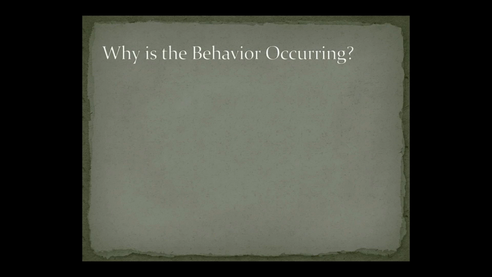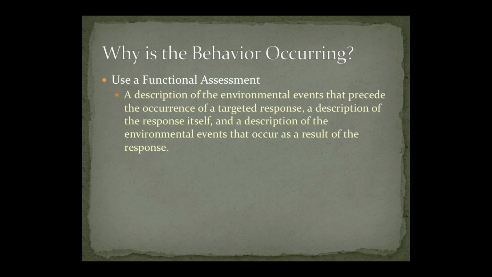Why is the behavior occurring? Again, we use a functional assessment. A functional assessment is a description of the environmental events that precede the occurrence of the targeted response, a description of the response itself, and a description of the environmental events that occur as a result of the response. Behaviors may occur for more than one of these four functions.